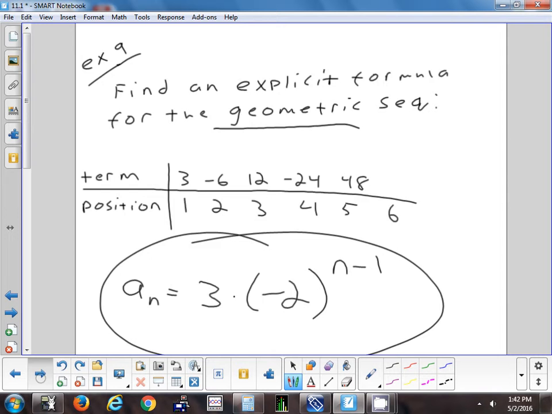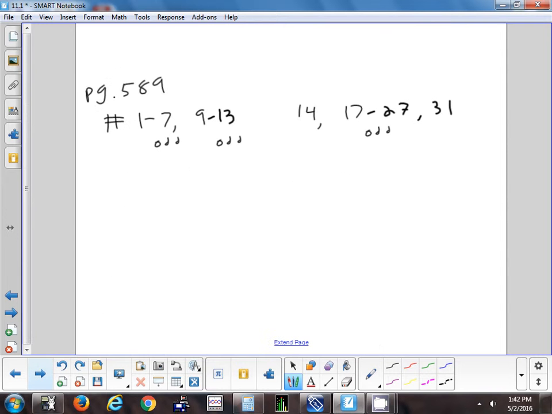All right. So the homework tonight will just be practicing with sequences. Tomorrow we'll look at a series, which is adding up all the numbers in a sequence. Okay. And it's 1 through 7 odd, 9 to 13 odd, 14, that's the only even, 17 to 27 odd, and 31.